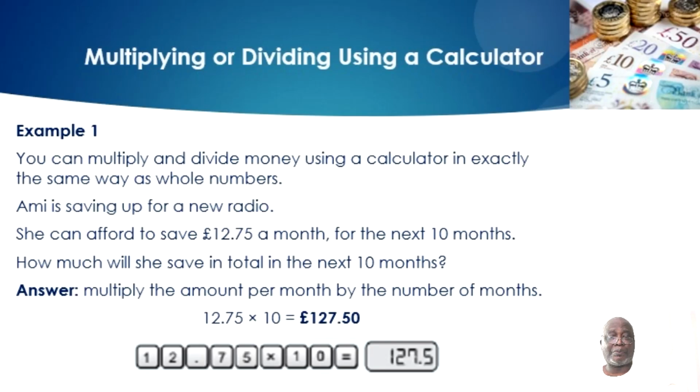Amy is saving up for a new radio. She can afford to save £12.75p a month for the next 10 months. How much will she save in total in the next 10 months? The answer: you simply multiply the amount per month by the number of months, which is £12.75p times 10. And that is equal to £127.50.